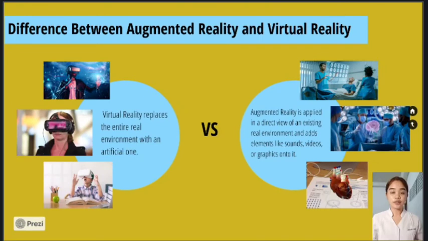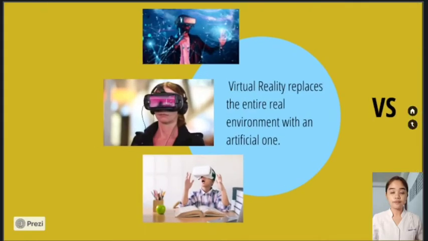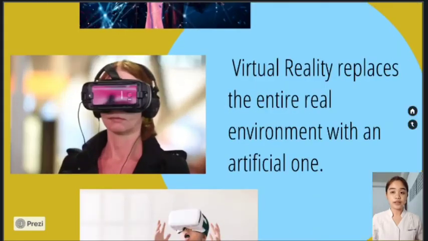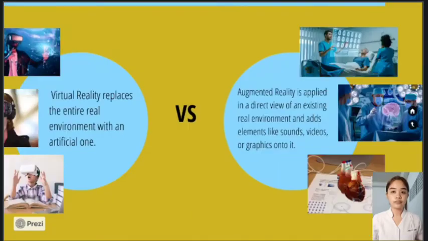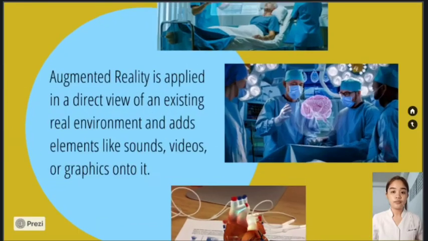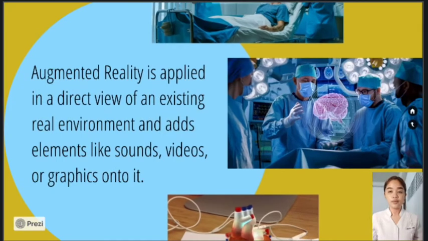And now for the difference between augmented reality and virtual reality. Virtual reality replaces the entire real environment with an artificial one, while augmented reality is applied in a direct view of an existing real environment and adds elements like sounds, video, or graphics onto it.